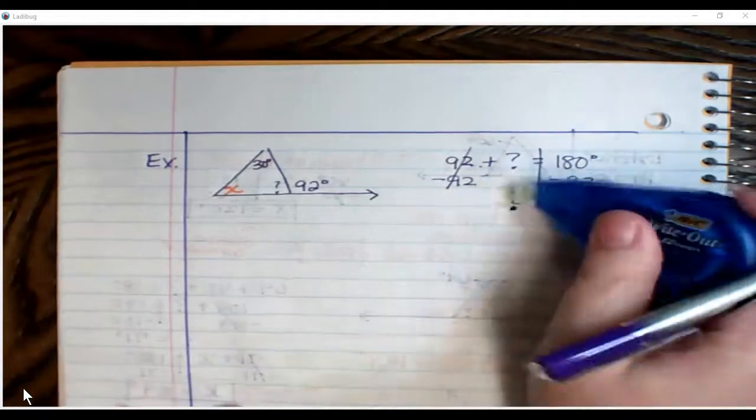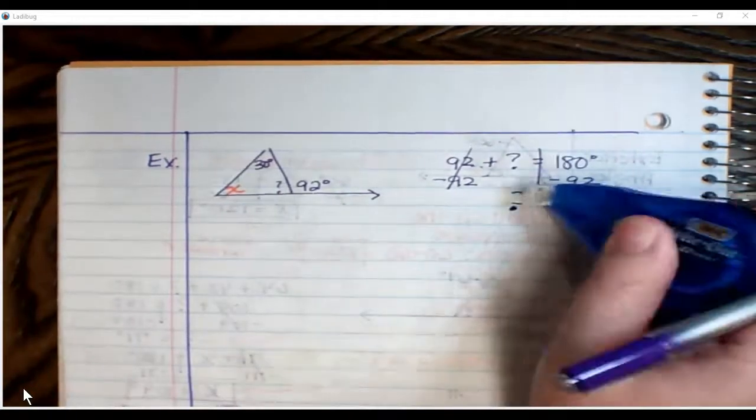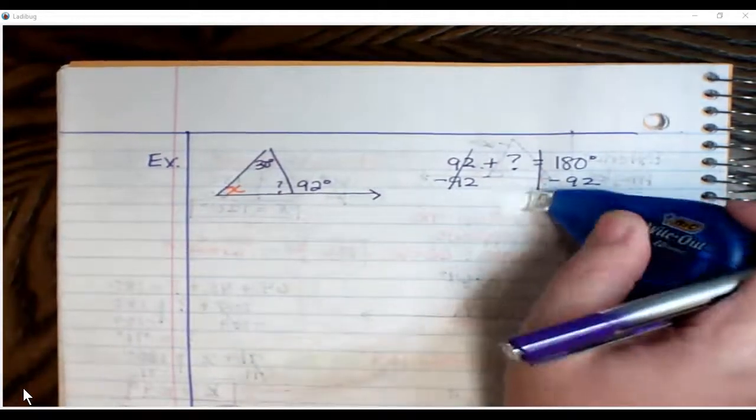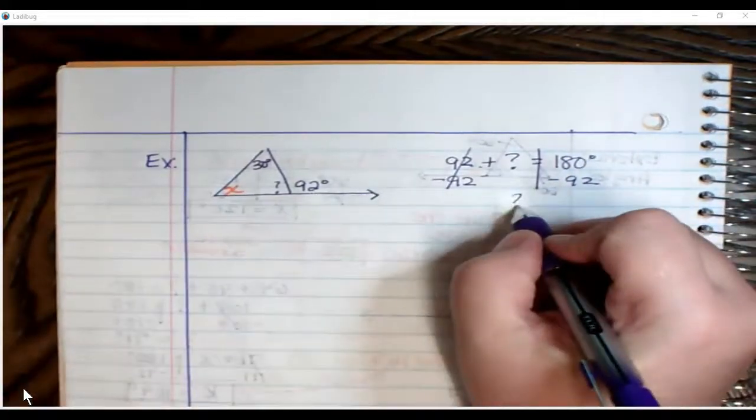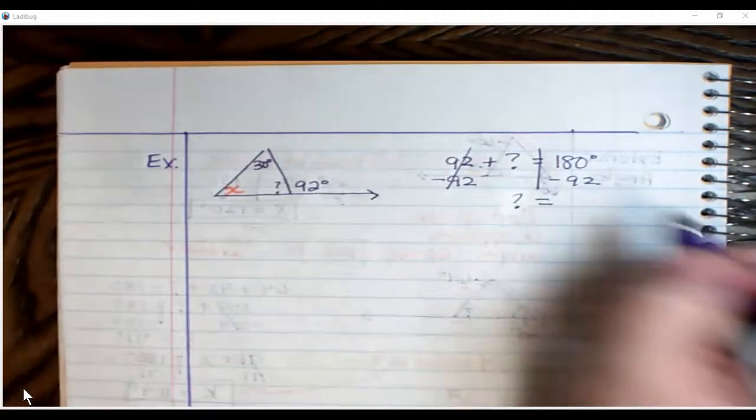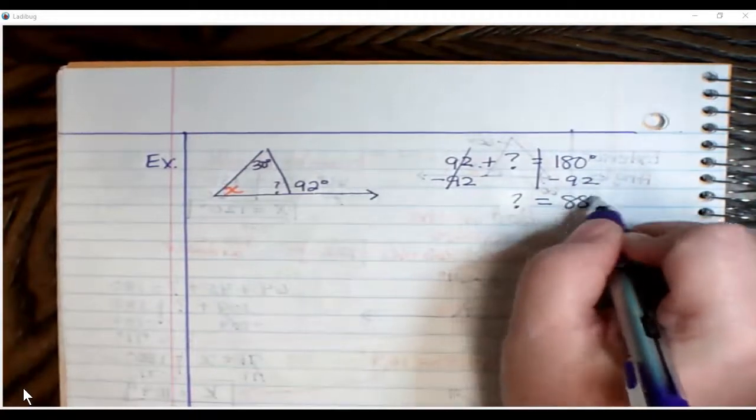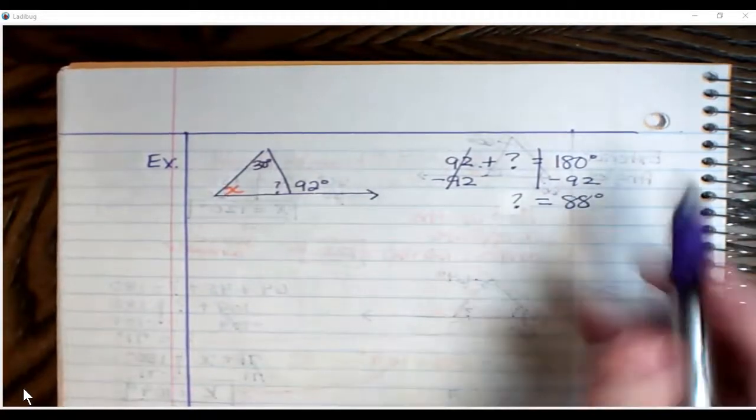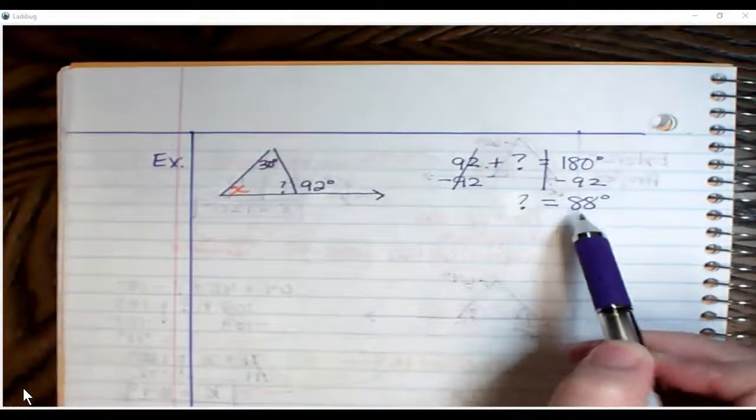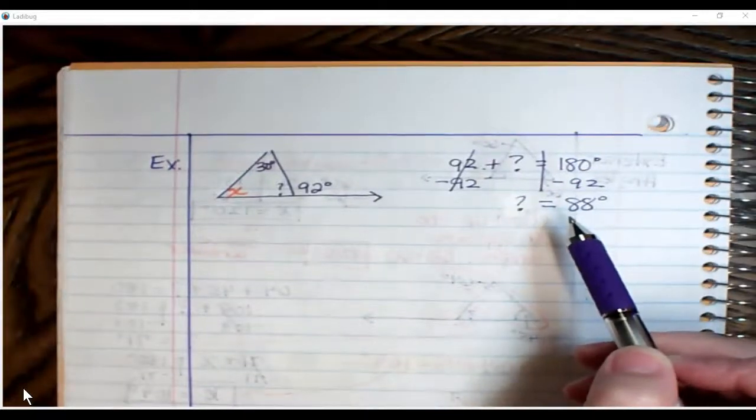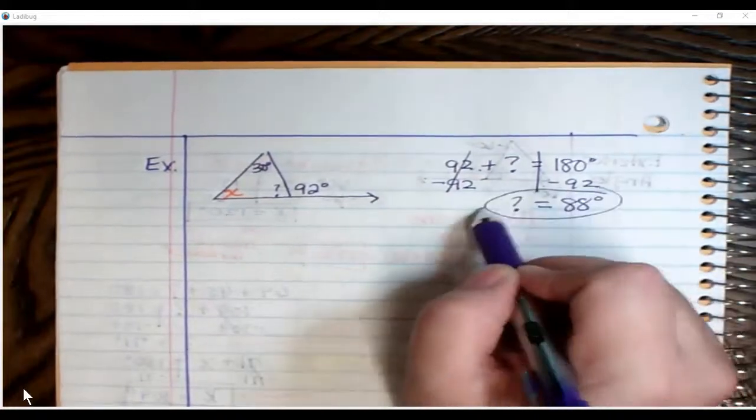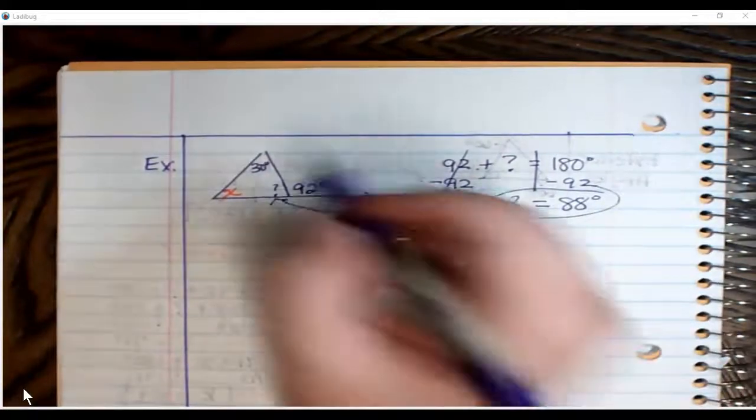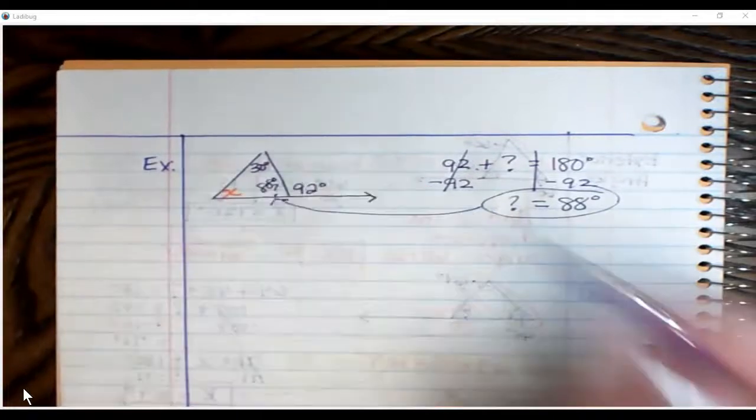Let me make that a little bit better for you guys. Kind of looks like the number 2. That missing angle is going to equal 88 degrees. 180 minus 92, 88 degrees. So now I know that that is 88 degrees.